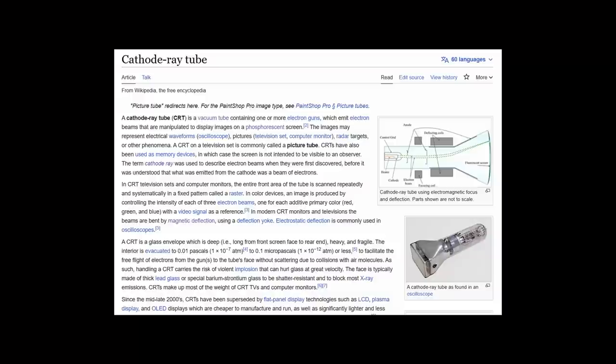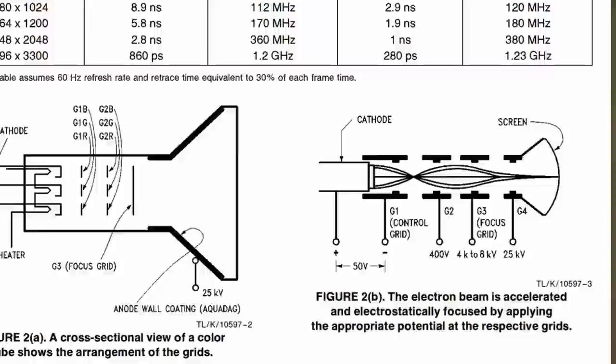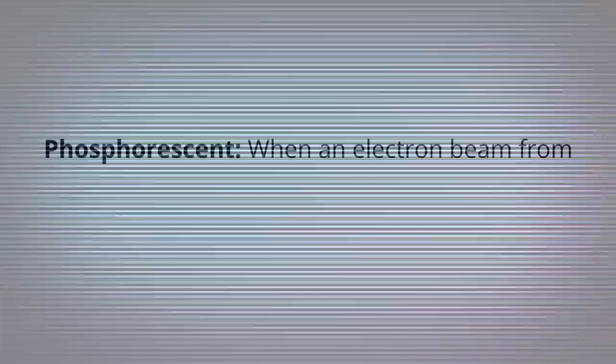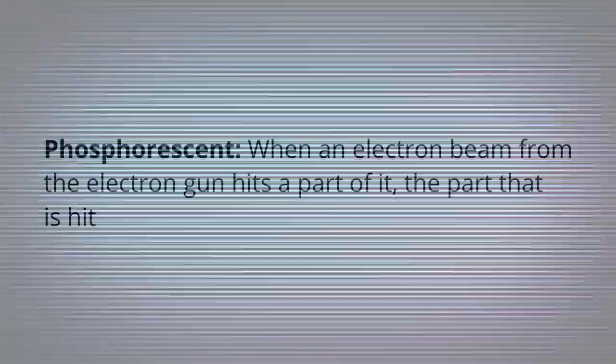Cathode ray tubes, or CRTs, were different from other tubes, which were tubular. Instead, it was in the shape of a computer monitor with an electron gun at the back pointing outwards. The screen at the front was phosphorescent, which is Greek and Latin for when an electron beam from the electron gun hits a part of it, the part that is hit glows a certain color. If you're fine with being monochrome, this color is usually a paper white or green-green.